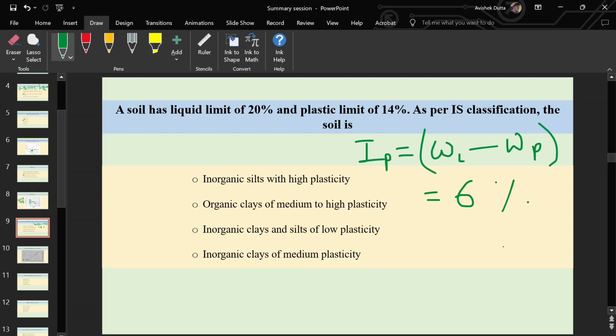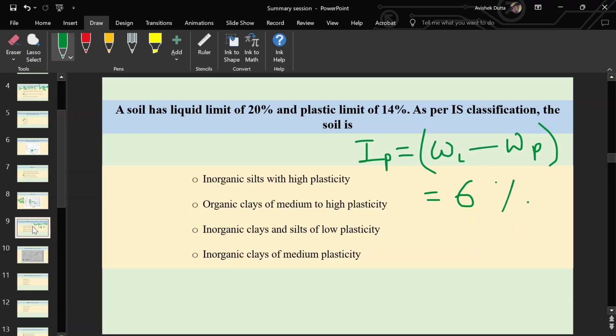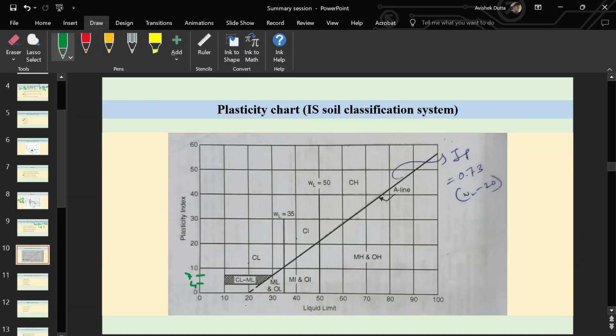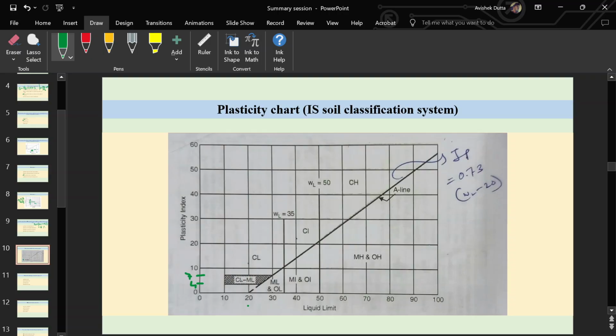Now, how do you solve it? Does it require any calculation? Just one calculation. Now, what to do? The liquid limit is 20%, so this is the point. And 6% means this range. This shaded range is from 4 to 7, so it is falling over here. So what is this? CL-ML means what?